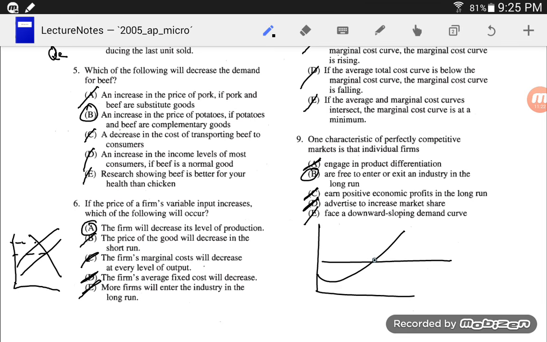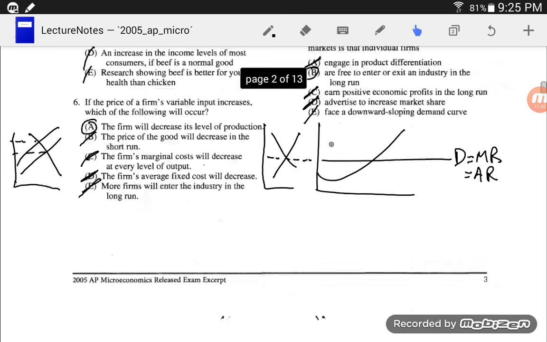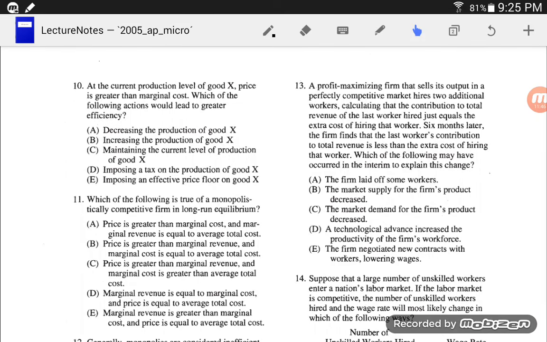Looks like that. Because demand also equals average revenue. Anyway, they face a flat one because they take the market's price, whatever the market came up with, and they can sell as many or as few as they want at that price because they are just a small firm. All right, number 10.